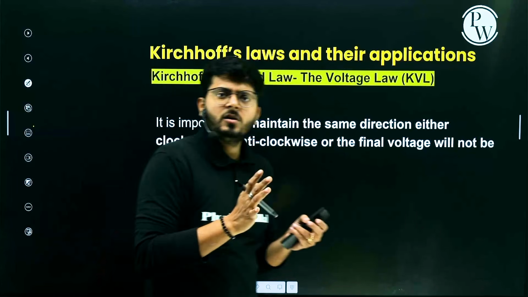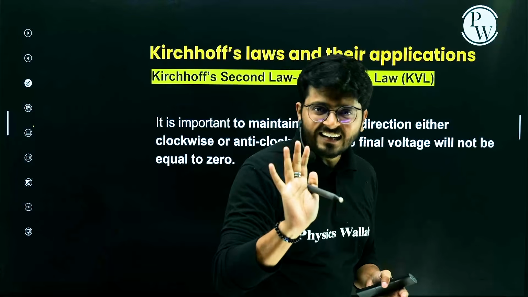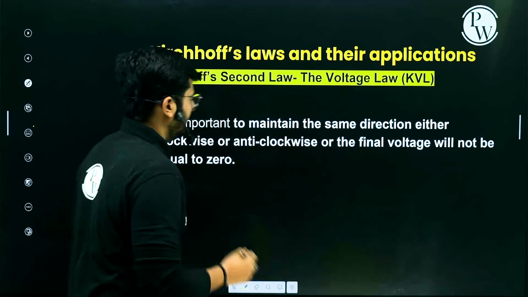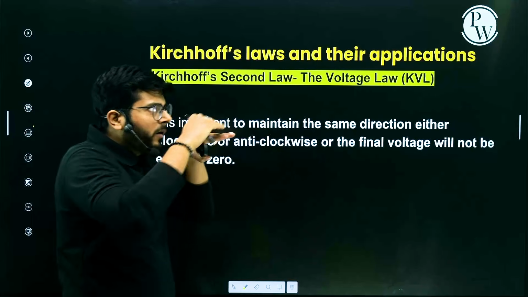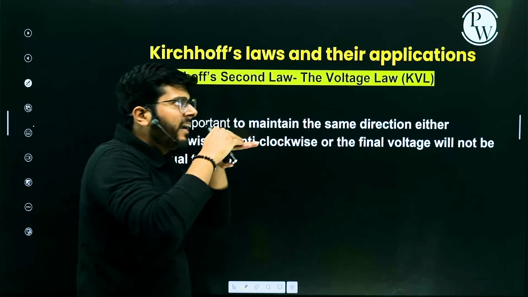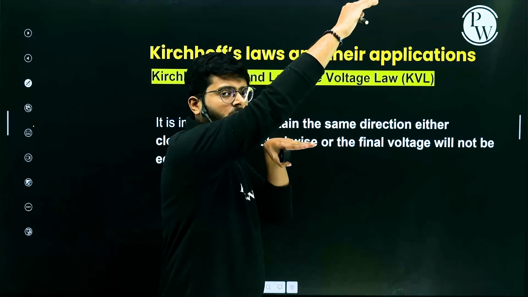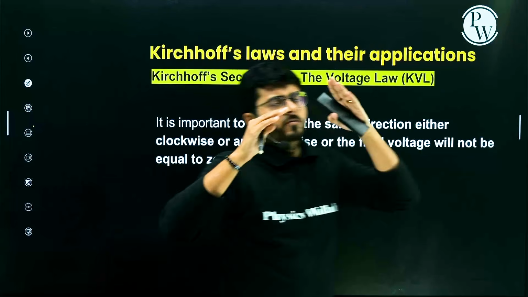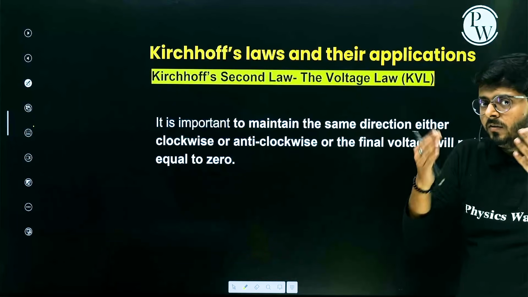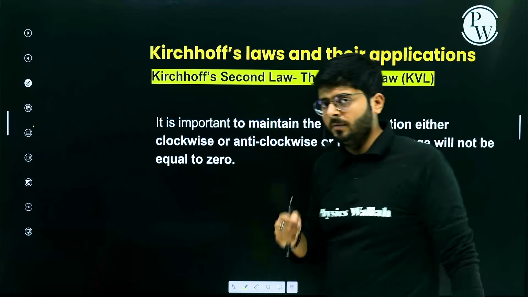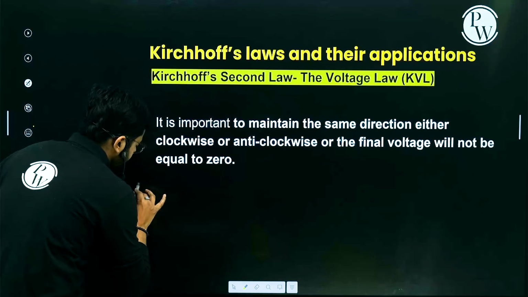Potential rise across a resistor, yes, you can get it. Try and understand it. When we are analyzing from lower potential to higher potential, we are getting a potential rise, right? And when we are analyzing from higher potential to lower potential, we are observing a potential drop, right? So try and understand it.